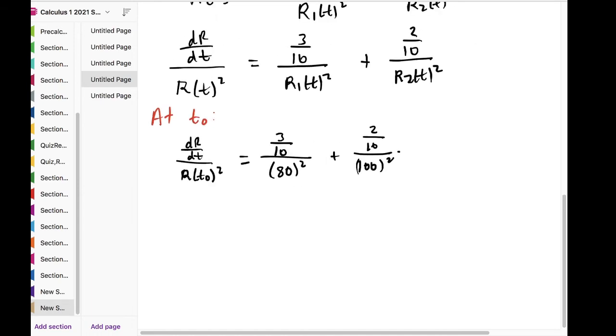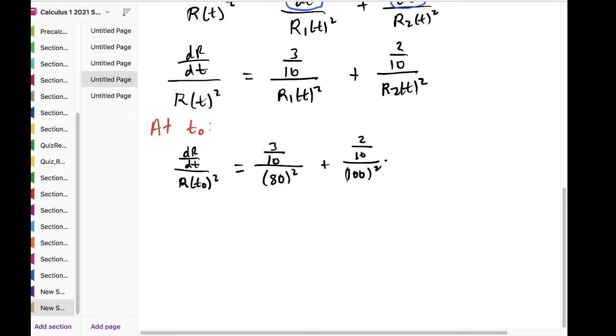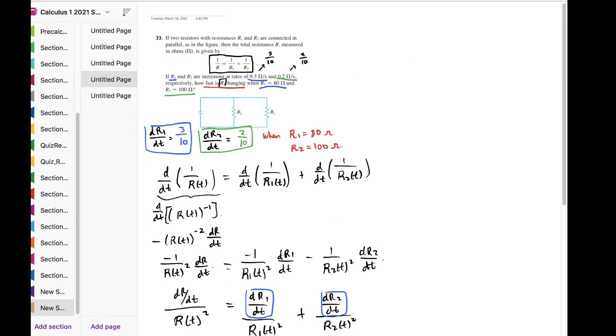Okay, so the only thing we don't know is R of t naught, right? How do we find R of t naught? So when R1 is 80 and R2 is 100, how do we find R? Yeah, just use the formula. So 1 over R is equal to 1 over 80 plus 1 over 100. So what is that?